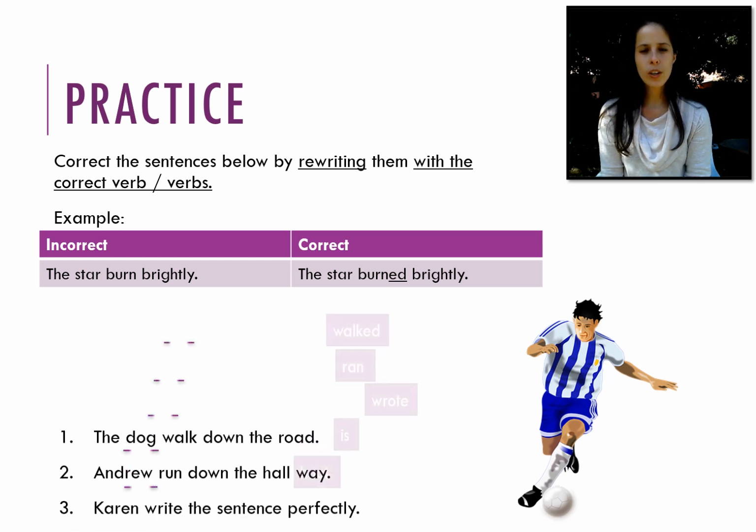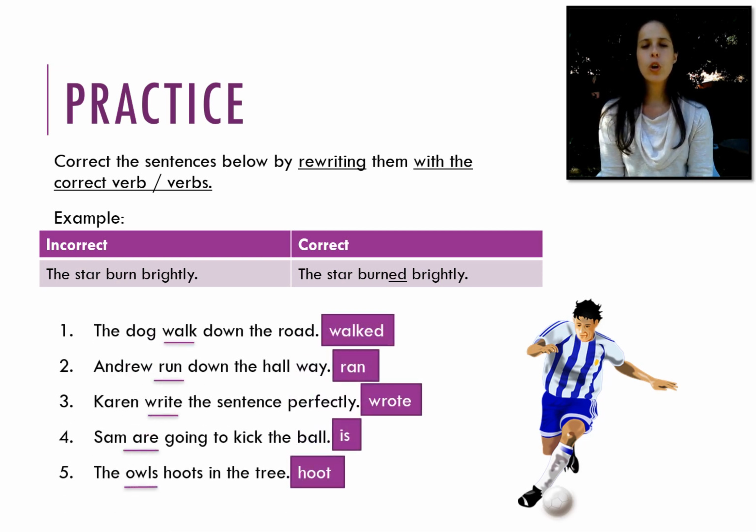Okay, so here are your answers. Number 1 will change to the dog walked down the road. Number 2, Andrew ran down the hallway. Number 3, Karen wrote the sentence perfectly. Number 4, Sam is going to kick the ball. And number 5, the owls hoot in the tree.